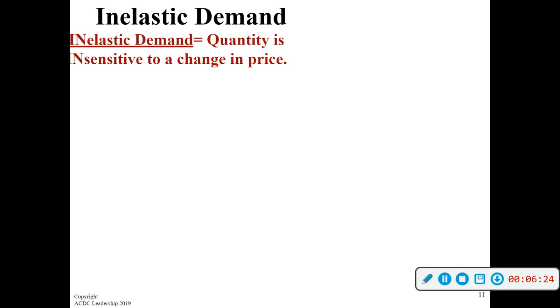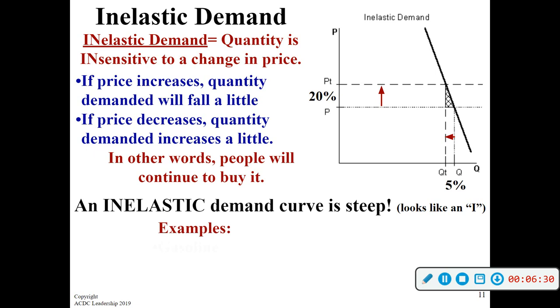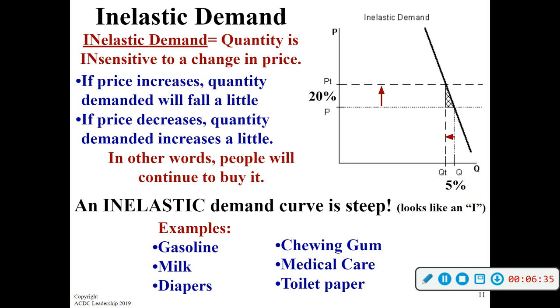Alright, so inelastic demand. The way that we technically determine this is we look at the percent changes in price compared to the percent changes in quantity. If you've got a greater percent change in price than you do in quantity, it's what we term inelastic demand. You can see price has gone up 20%. Quantity has only gone down 5%. So a relatively large change in price had a much smaller effect on the quantity purchased by consumers. For inelastic demand, you're going to have a greater percent change in price than you do in quantity.